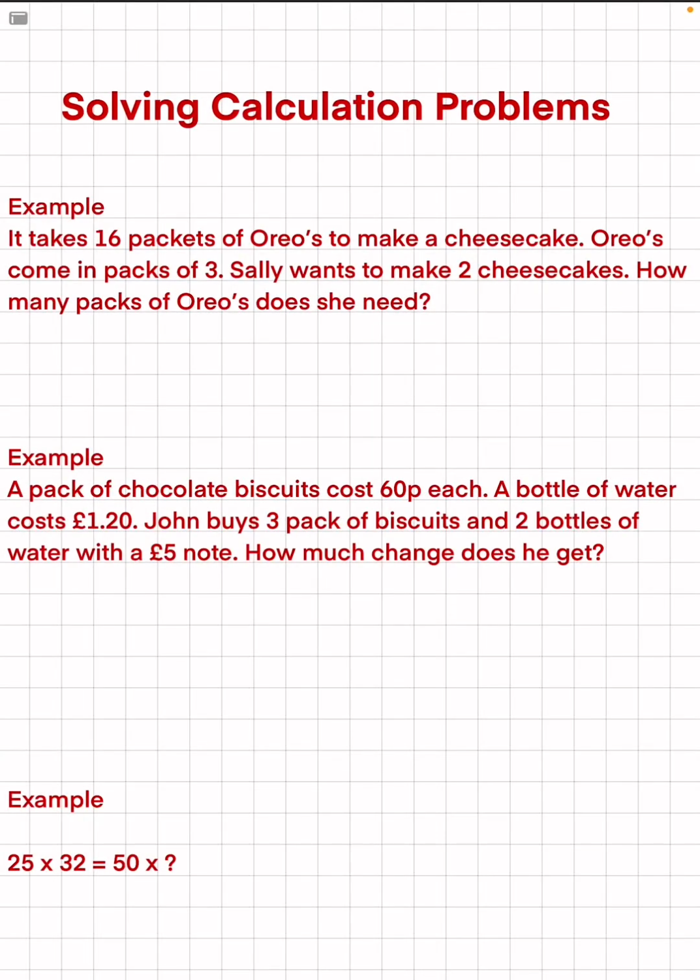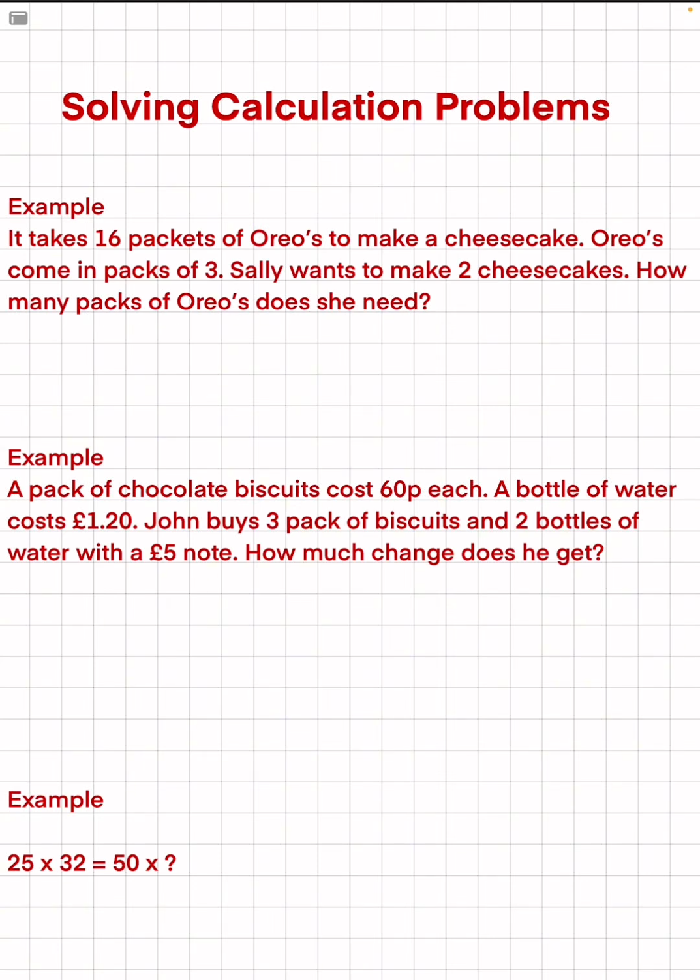In this clip, we're going to be looking at how to solve calculation problems. Here are some examples. The first example says it takes 16 packets of Oreos to make a cheesecake. Oreos come in packs of 3. Sally wants to make 2 cheesecakes. How many packs of Oreos does she need?